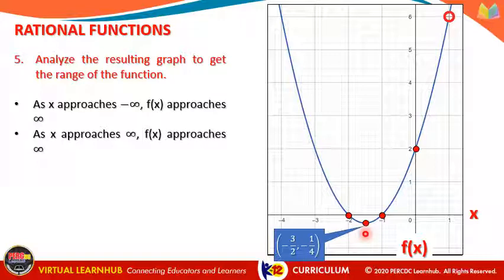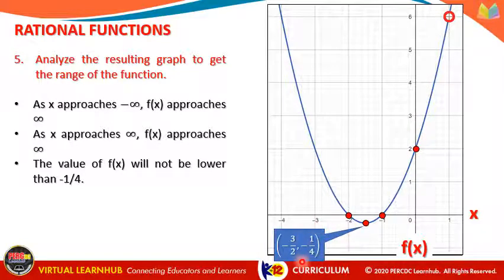Ibig sabihin nito, the value of f of x will not be lower than your vertex. The value of f of x ay hindi bababa sa negative 1/4. Okay? Kaya nga mas maganda kapag i-graph mo siya kasi malalaman natin hanggang saan yung value ng x. So, since alam natin na parabola, opening upwards at imposible naman na mas mababa ka sa vertex, therefore, hanggang dito lang yung values ng f of x natin.